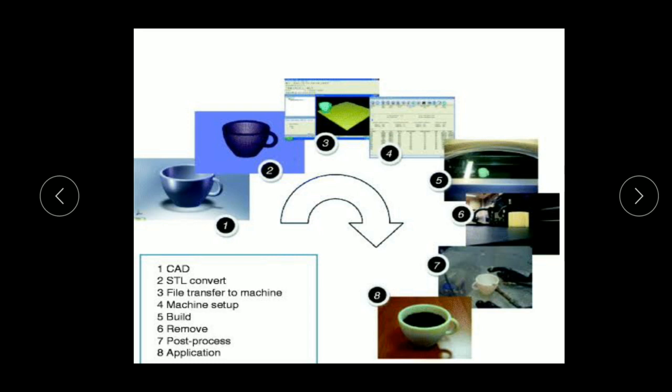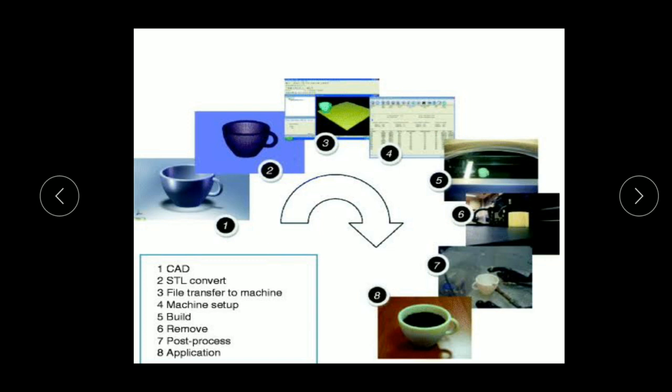As we can see on the slide, here we have 8 images. The first image shows the 3D model, the second image shows the STL file conversion, and the third image indicates file transfer to the machine. The fourth image indicates machine setup, the fifth one indicates the build, and the sixth one is build removal.